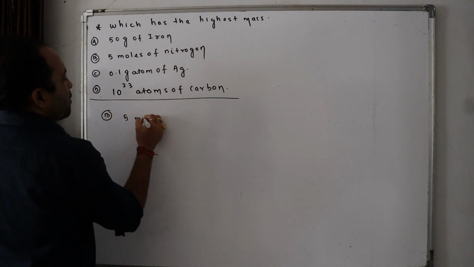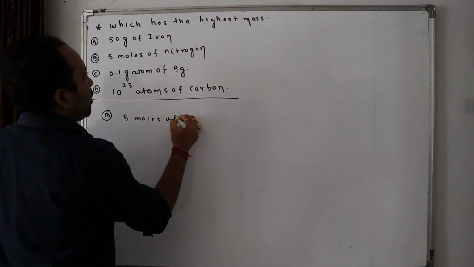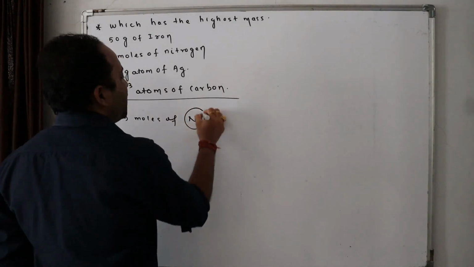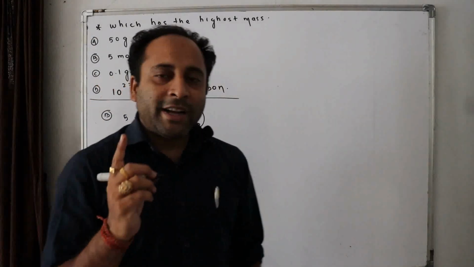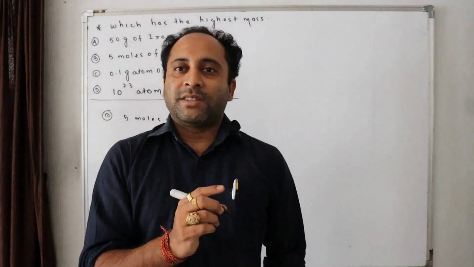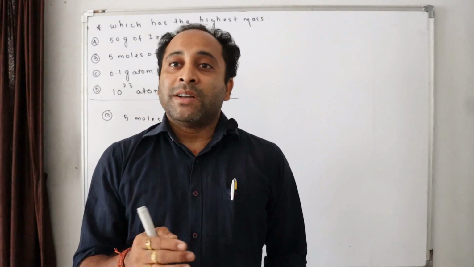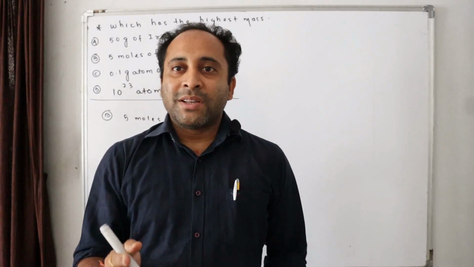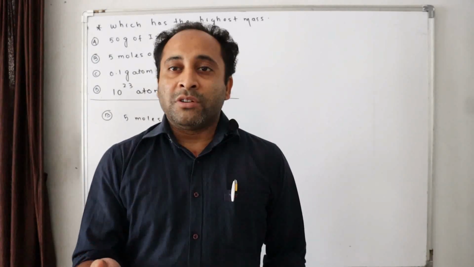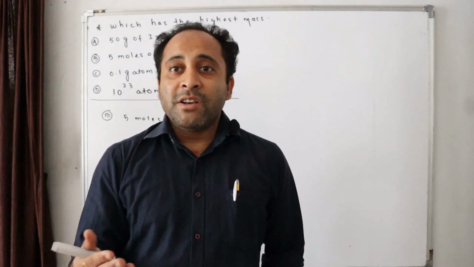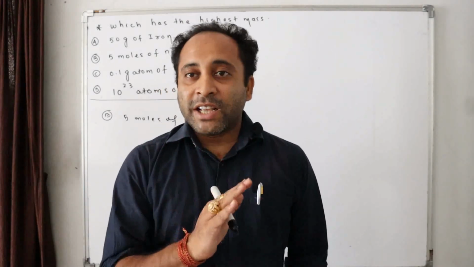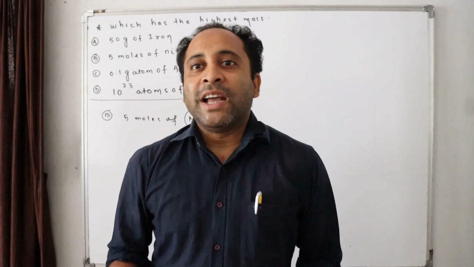5 moles of nitrogen. When nothing is given, it means you just take the atmospheric conditions in which it exists. Normally, how does nitrogen exist? As N2. If it gives helium, He. If it gives oxygen, O2. If it gives ozone, O3. If it gives neon, Ne. You just take the condition in which it exists naturally.